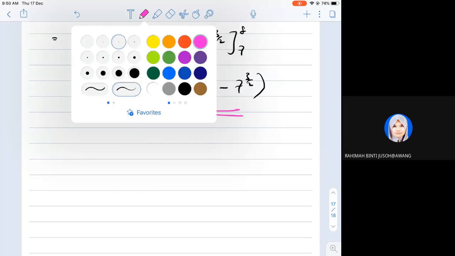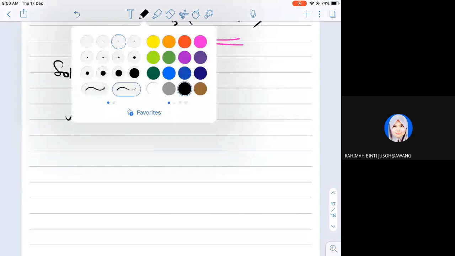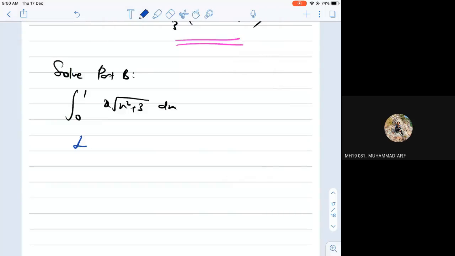Alright, solve part B. Integration from 0 until 1 of x squared plus 3 dx. So now, let u equal what in this case? X squared plus 3. Now differentiate u, we have 2x, therefore 2x dx.